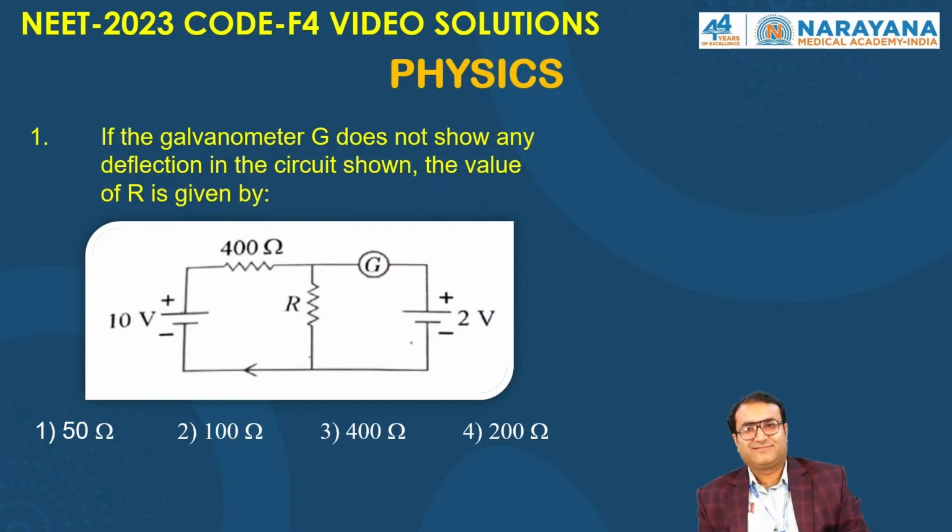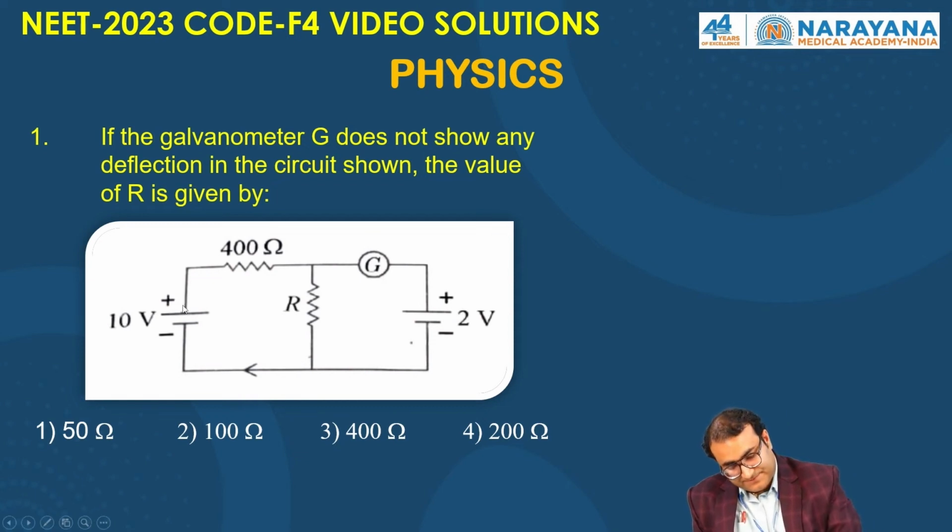Okay, dear students, I'm going to solve the physics paper now. So here is question number 1 on your screen. In this question, if the galvanometer, capital G, does not show any deflection in the circuit, you have to find the value of R.